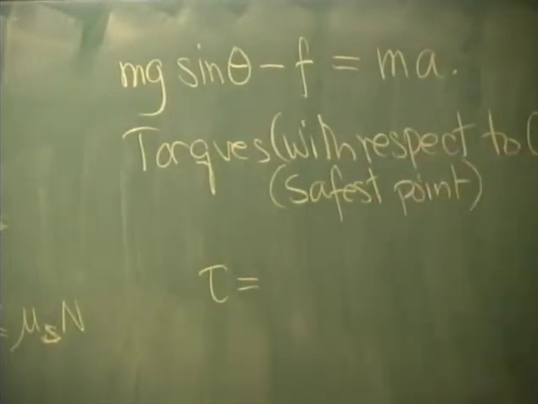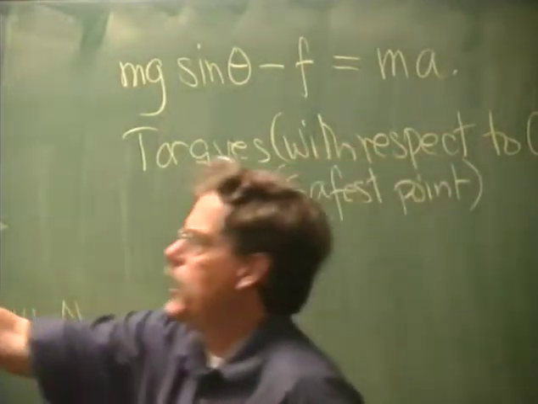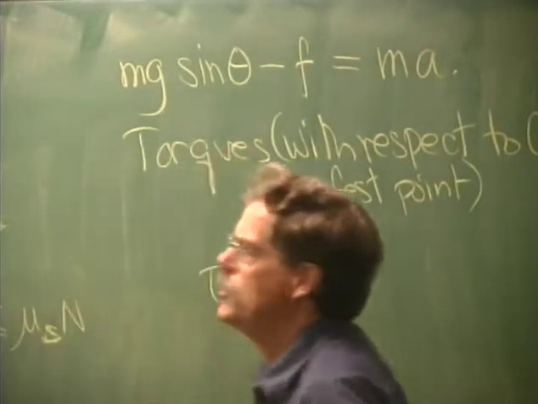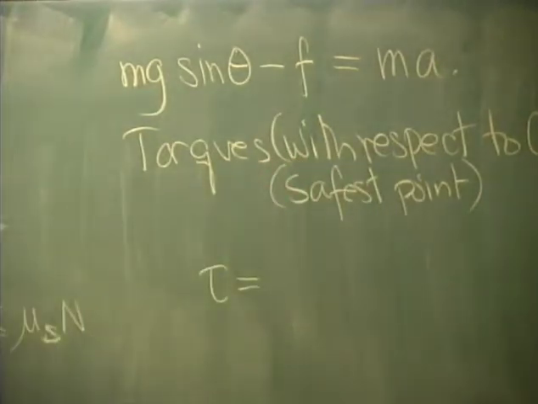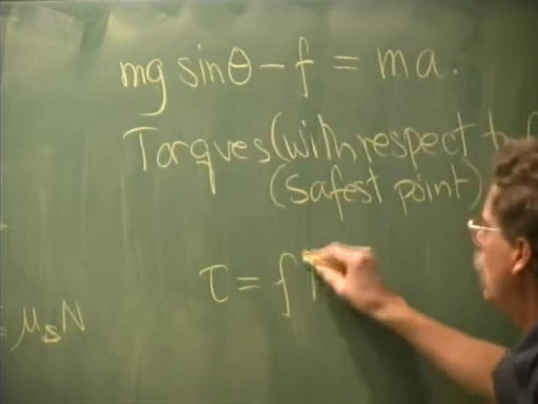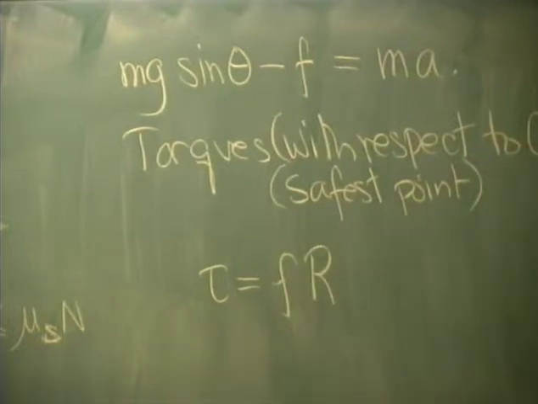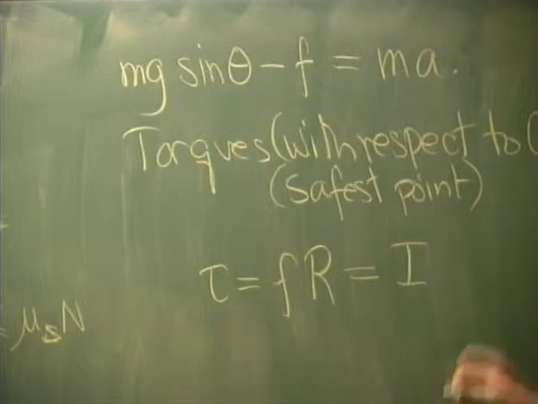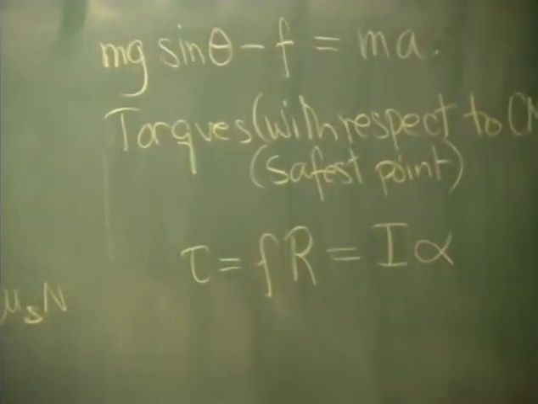It's the force times the lever arm. As I argued a moment ago, mg and N have no lever arm. They don't produce any torque. The only torque is provided by friction here. So it's F times the lever arm, which is R. That's the net torque acting on this thing. That's equal to I, its moment of inertia, times alpha, the angular acceleration.